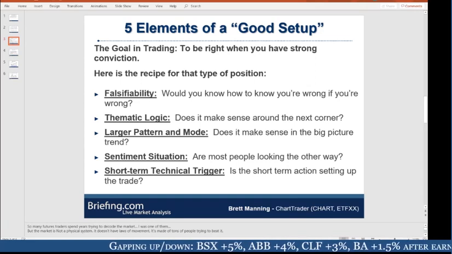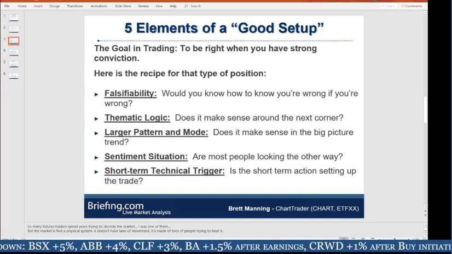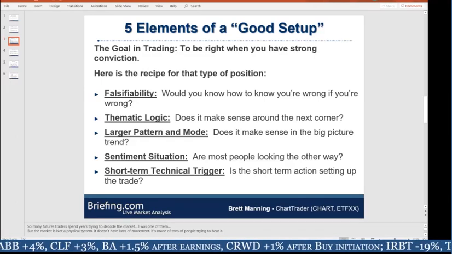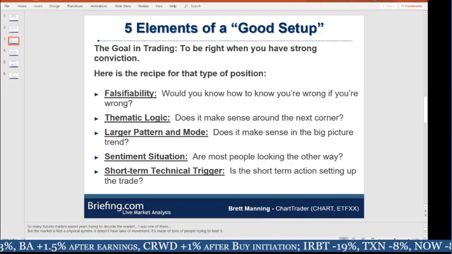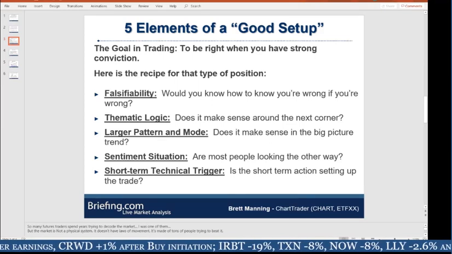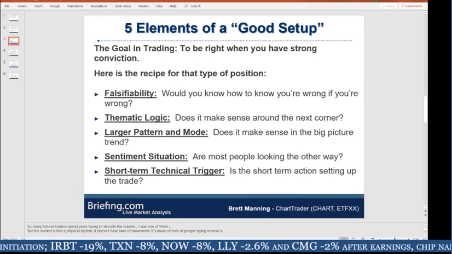Thematic logic is really about being able to see what's around the corner, being able to understand what the next world might look like, and I've got a prime example to show you that I just published in my chart book for that kind of thinking. And the larger pattern and mode: being on the right side of the trend and the mode of the market.